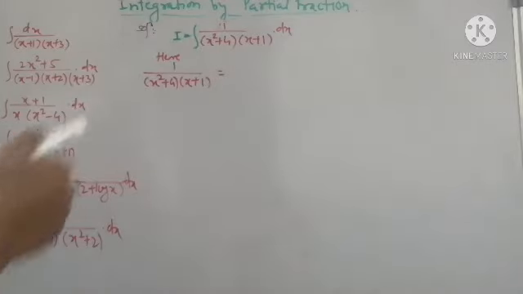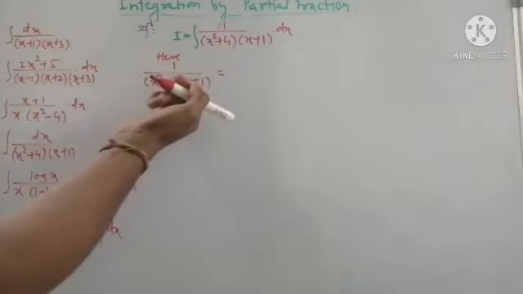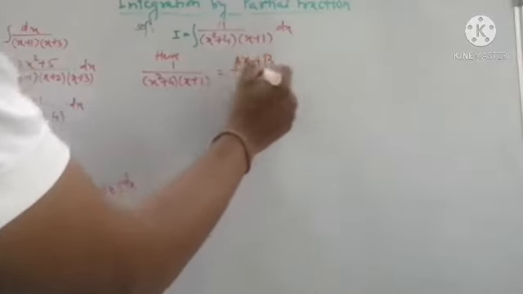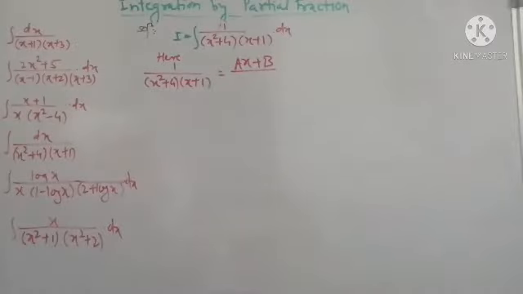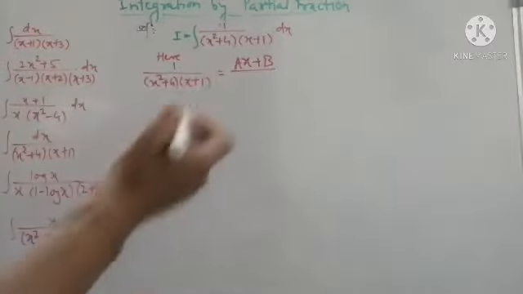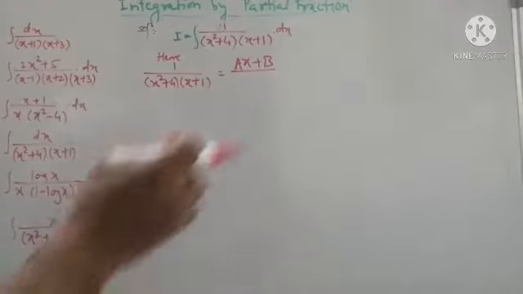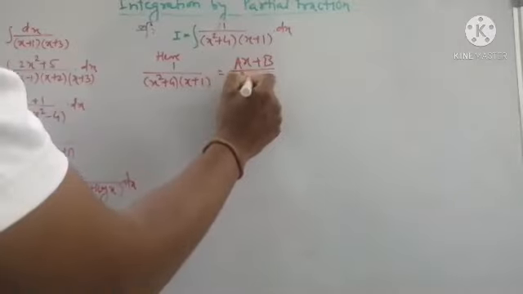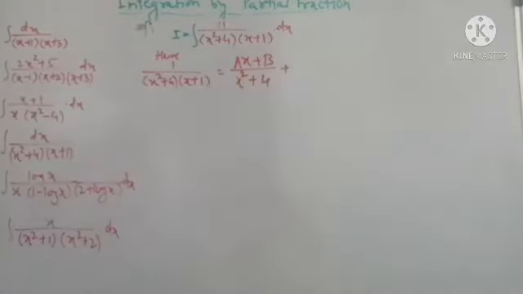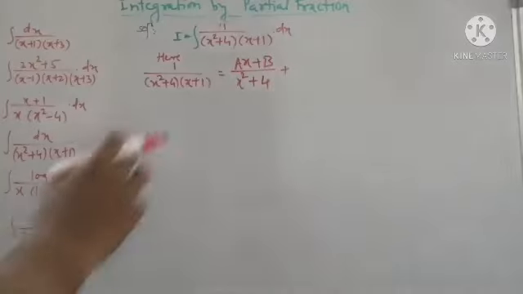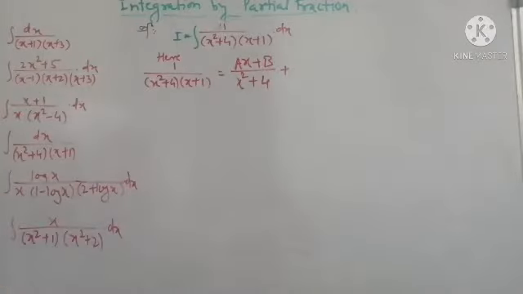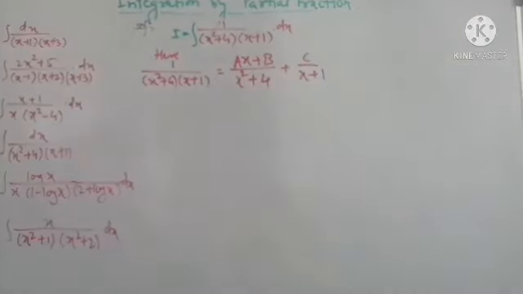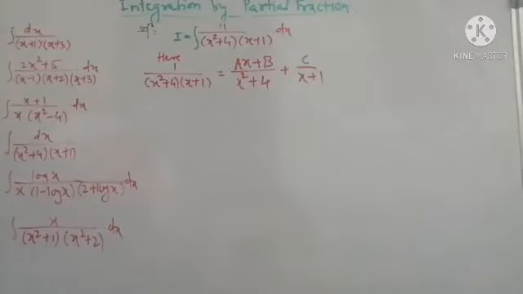Now we use a and b, so the partial of the quadratic polynomial has constants a and b in the numerator, and we put ax plus b, as this is a linear form. As you can see, x has power 1, so a and b are put in linear form ax plus b, divided by the irreducible quadratic factor x square plus 4. Now the second is a linear, so we have to take only one constant. As a and b are used, we take c divided by the linear factor x plus 1.